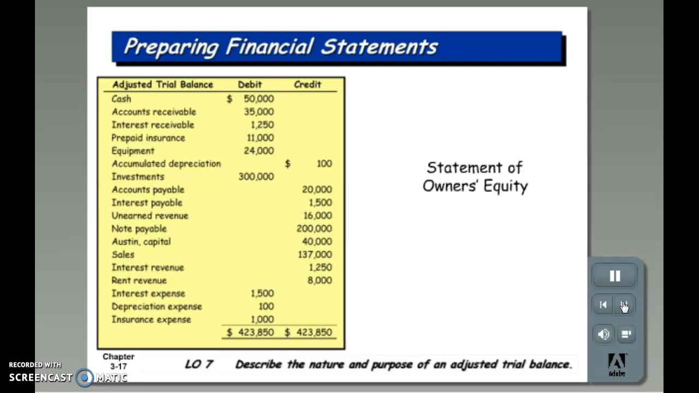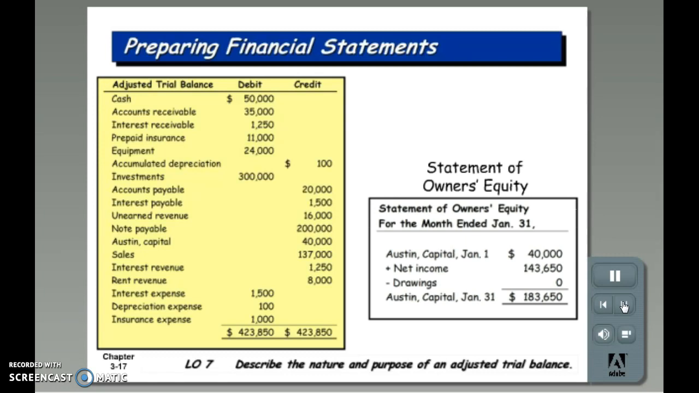The statement of owner's equity starts with beginning owner's equity balance of $40,000 from the adjusted trial balance. Then net income from the income statement is added, and drawings, if any, from the adjusted trial balance is subtracted. The result is the ending owner's equity balance, in this case, $183,650.